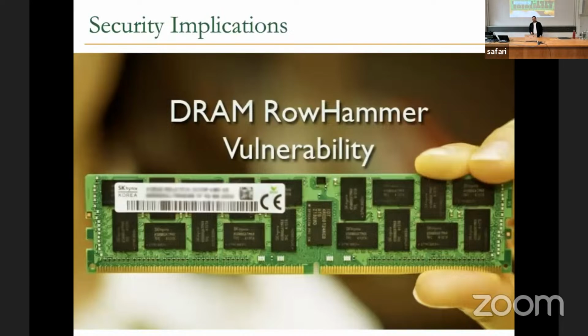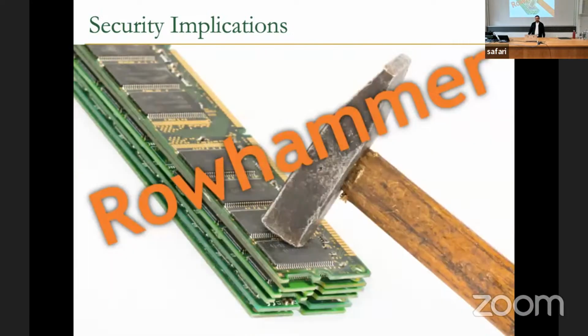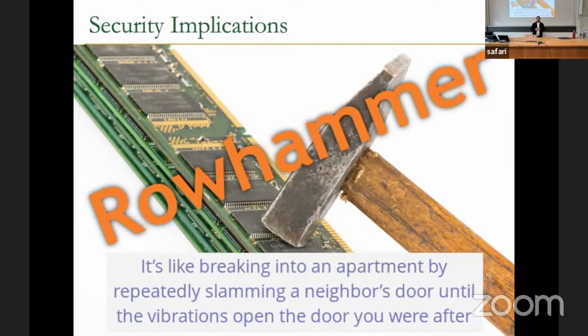So, we have some of these fancy images throughout the slides. It has been quite popular in the security community, and there are all sorts of different RowHammer images you can see here and there. So this is more like a popular science kind of description of RowHammer. It's an analogy, basically. It's like you break into an apartment by smashing the neighbor's door until the vibrations through the wall propagate and open the door that you're after.